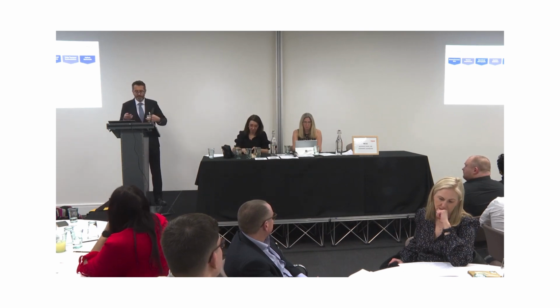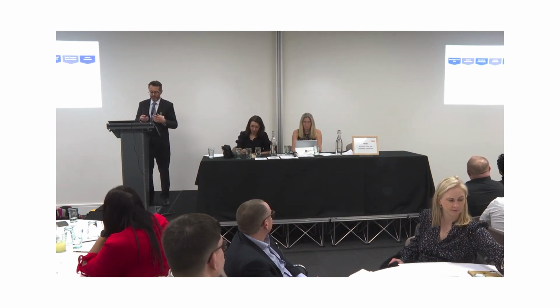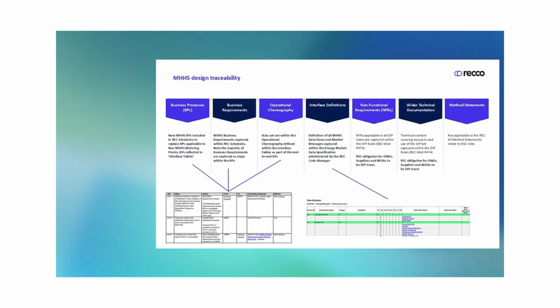Cool. So now that we've got an understanding of how we're going to get the code drafting into the REC, I think we're going to change gears slightly and talk a bit more about the types of changes that we've been making to the REC and where you can find these. This slide sets out the various elements of the MHHS design that we as code drafters have been using to translate that content into the code drafting.